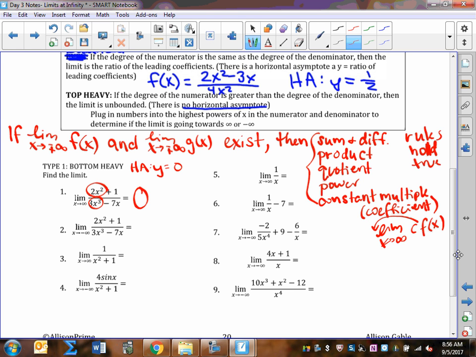As long as they are bottom heavy. And again, it's going to be the same if we had it approaching negative infinity. Your horizontal asymptote is the same on either side with our bottom heavy ones, so it's still going to be 0. So what do you think number 3 is going to be? 0. Now number 4, we throw in a sign.